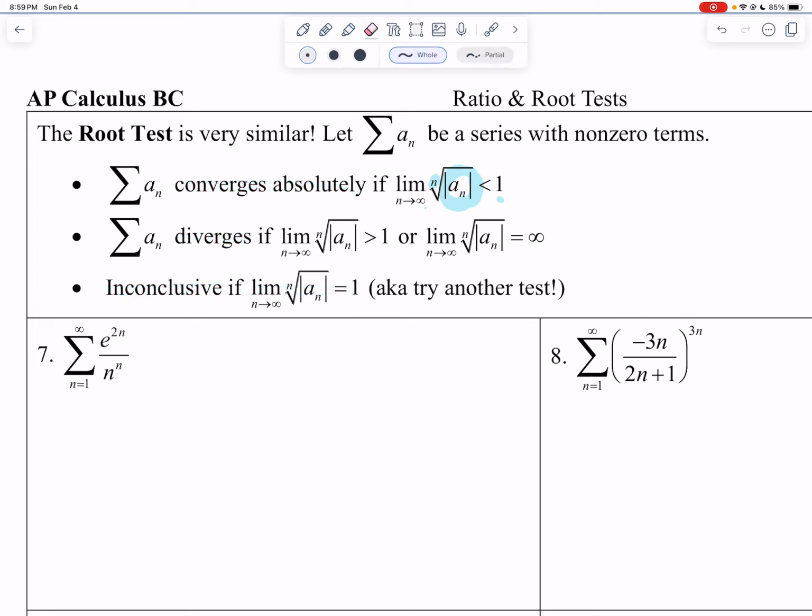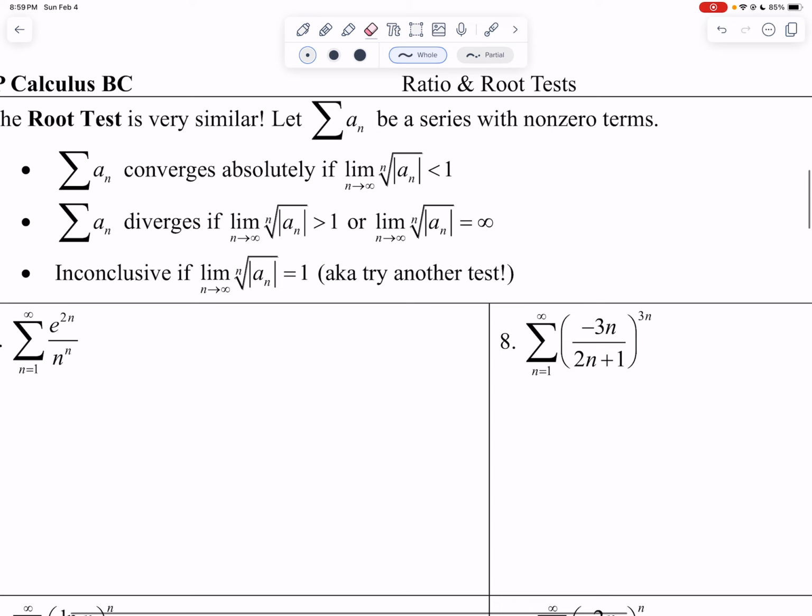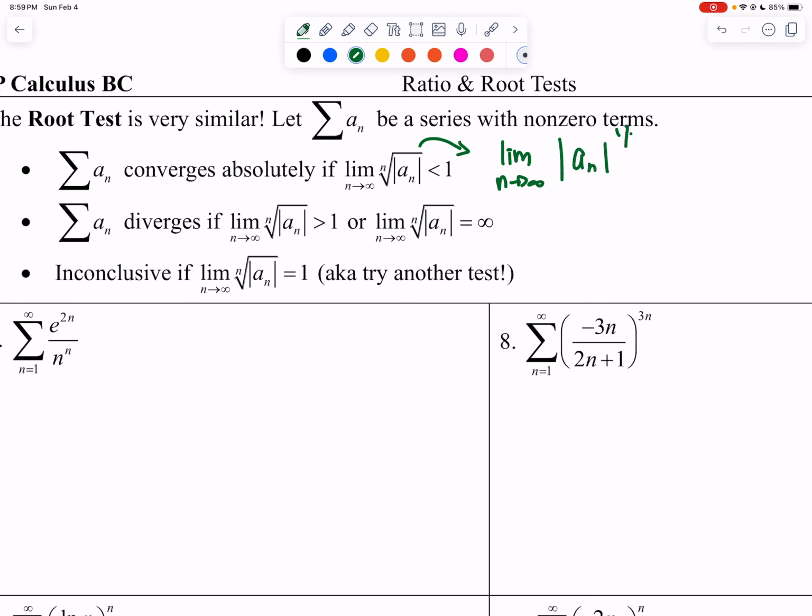The root test is going to be very good if you have some sort of exponent with n. If I were to rewrite this into exponential form, I have the limit as n approaches infinity of the absolute value of the terms, but then I have 1 over n. If I have an exponent of n, the n and the 1 over n are going to cancel out because that's just 1, and I'm just left with the absolute value of my terms, which is essentially my end goal for these types of problems.